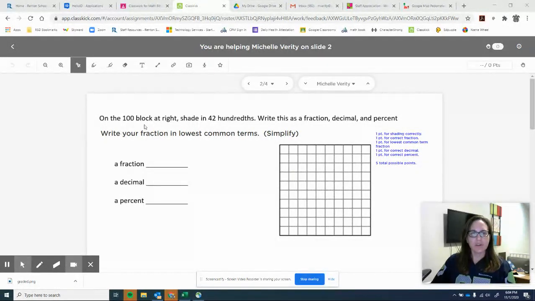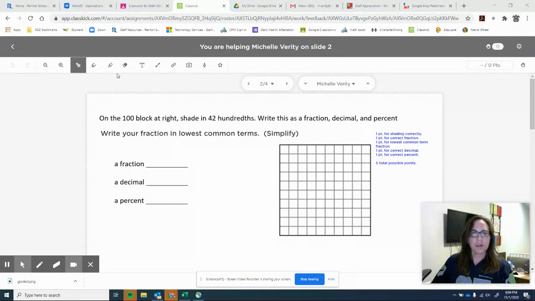Okay, so on the 100 block at the right, shade in 42 hundredths. Write this as a fraction, decimal, and percent. Write your fraction in lowest common terms. Simplify. All of the possible points are here on the side, so you can check mark them off as you do them. So the first thing is shading correctly.